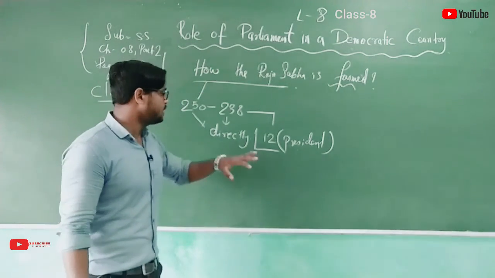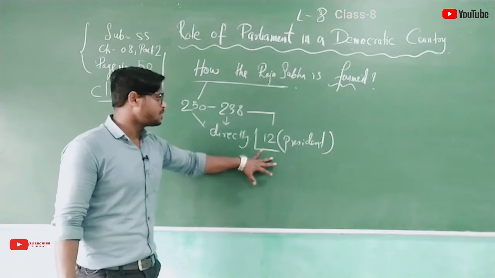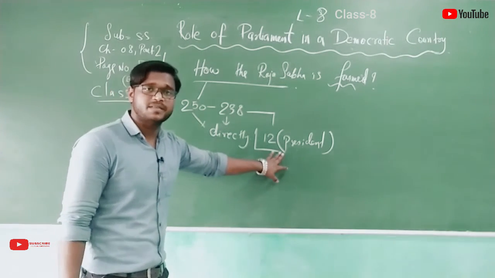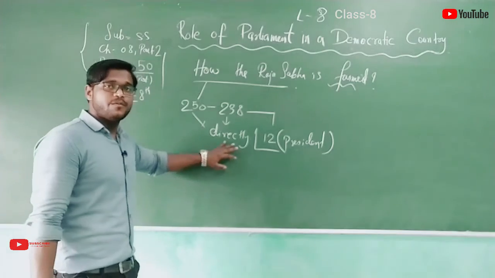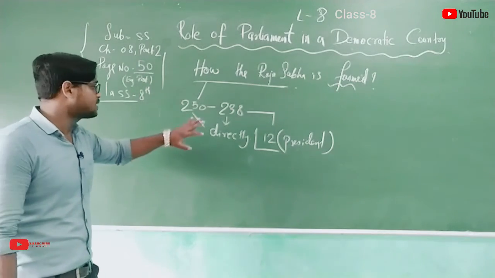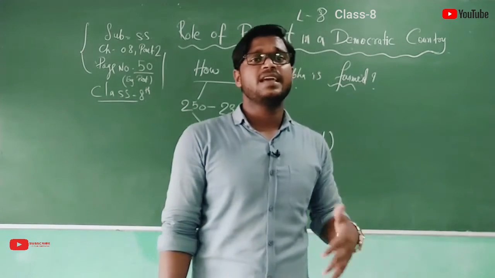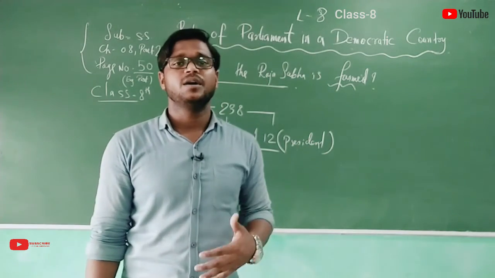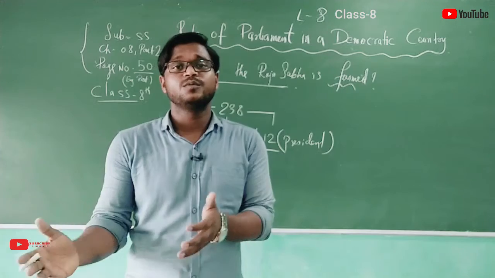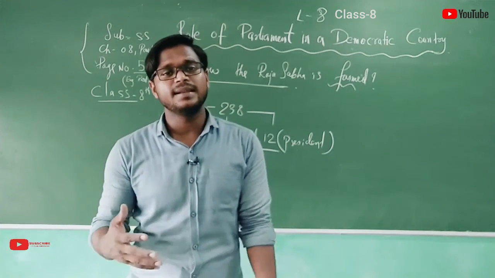So here the Rajya Sabha consists of 12 members nominated by the president, with 250 seats, where 238 are elected directly. Apart from that, in the tenure of 6 years, every 2 years some members retire, or are removed, and new members are elected and included.